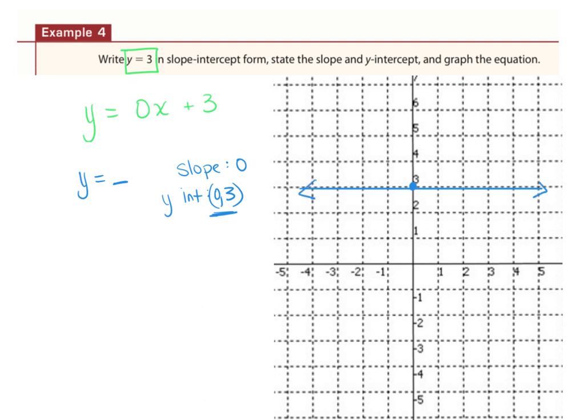Anytime you have y equals a number, it will be a horizontal line at that number on the y-axis. Your slope will always be 0, and your y-intercept will always be that number. That's where it's going to cross.